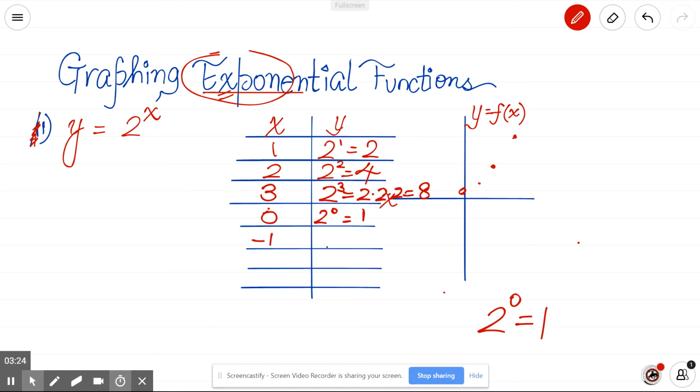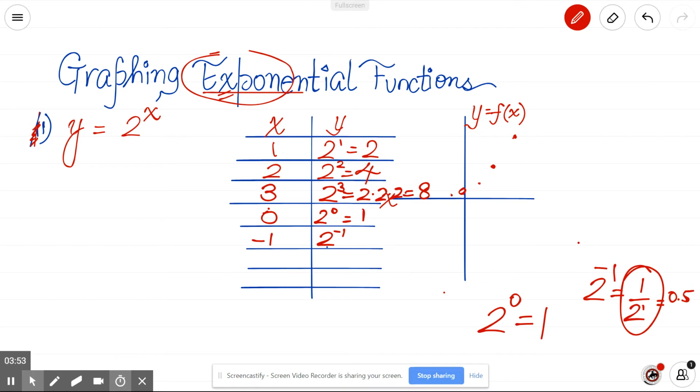Negative 1. When x is negative 1, 2 to the power of negative 1. Now students, remember, whenever it's a negative power, 2 to the power of negative 1 is nothing but 1 over 2. We actually bring it down and make the power positive. 1 over 2 is nothing but 0.5. Half. Half a dollar is 50 cents. So 0.5 is somewhere here maybe.